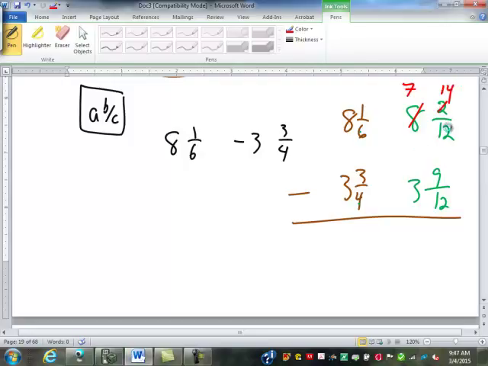Where did 14 come from? You always borrow the denominator, so you have to add 12 to that once you borrow one. So 12 plus 2 is 14. This was 2/12, right? Can't do 2 minus 9, so you had to borrow from the 8. When you borrow with fractions, what you're borrowing is the denominator. So you borrowed the 12, so 2 plus 12 makes 14.